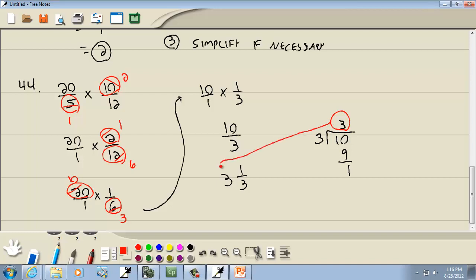The number on top goes out here. The remainder is what goes on top. And then the denominator stays the same. So our answer would be 3 and 1/3. Let's save this, and we'll look at another multiplication.